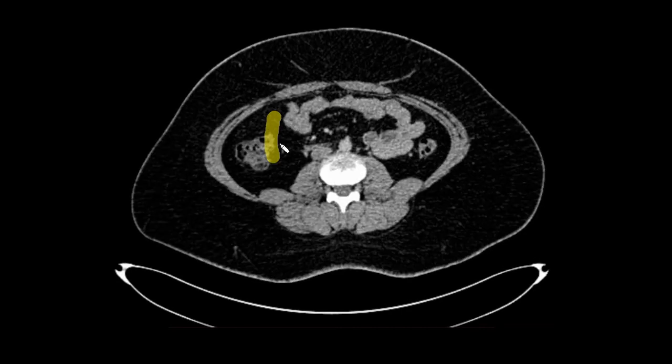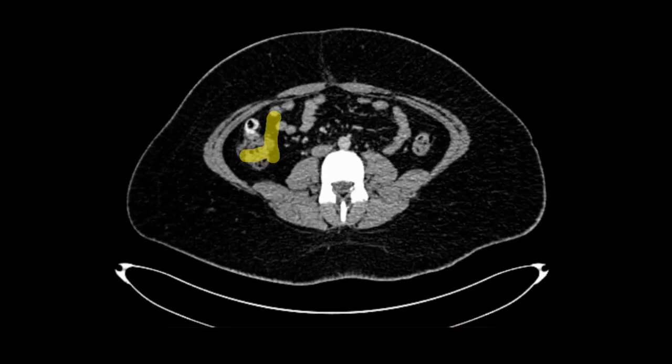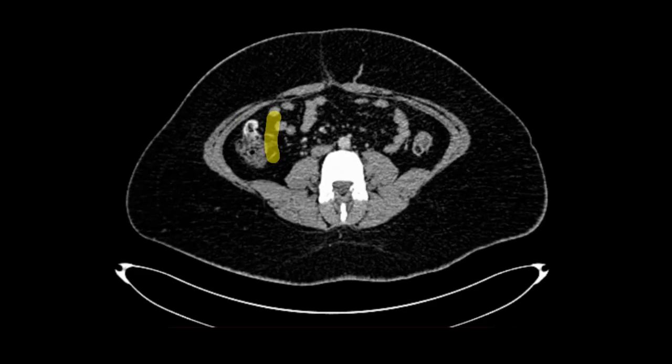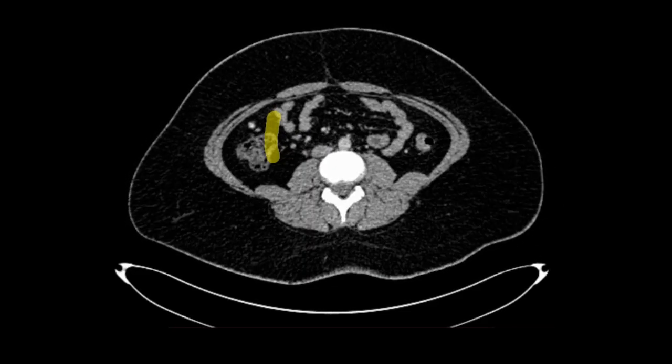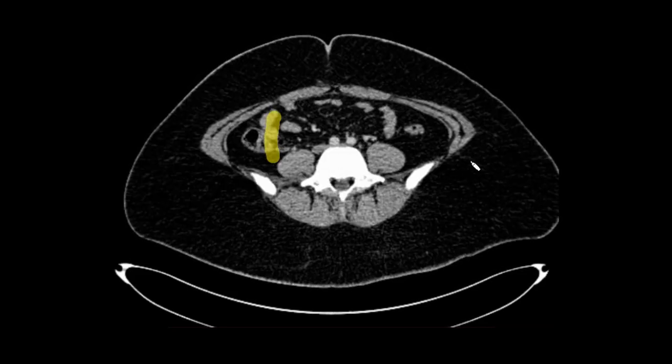So now again we have to go down, right? Once we get the hepatic flexure, now this is the ascending colon, right? This is the ascending colon. Now if you have noticed, there is a diverticula in this area as well. That's okay. This is the ascending colon, right? And as we go down, you will get the cecum, right? So this area is the cecum.